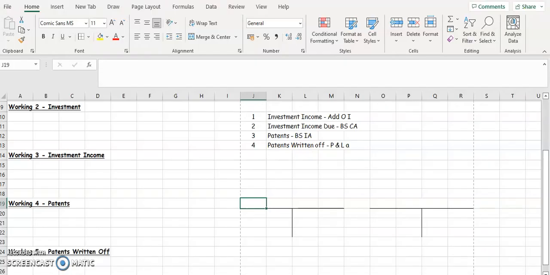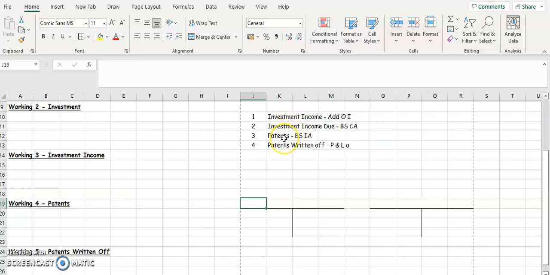So anytime you get this adjustment, there's going to be 4 steps you're going to do. So you're going to find out how much the investment income is for the year. So you're going to go to the trial balance, find your investment, multiply it by the rate, and then see how many months we have it for. I usually do my investment income due here, keep it together. So you want to find out how much is due because we've put some into our patents. So that's going to reduce the investment income up here.